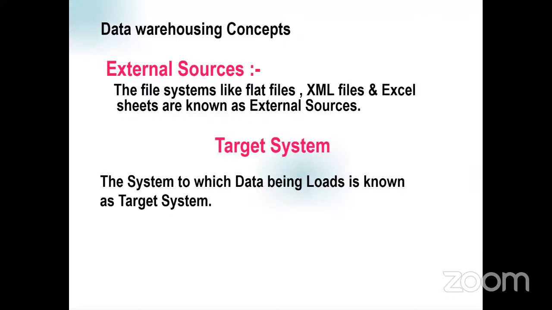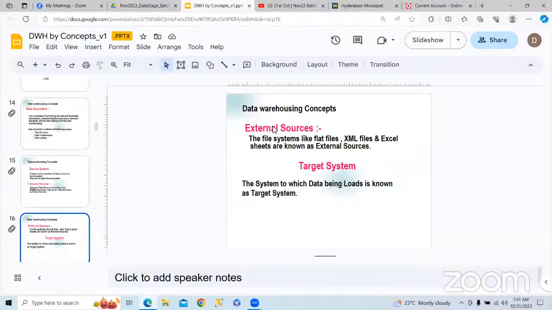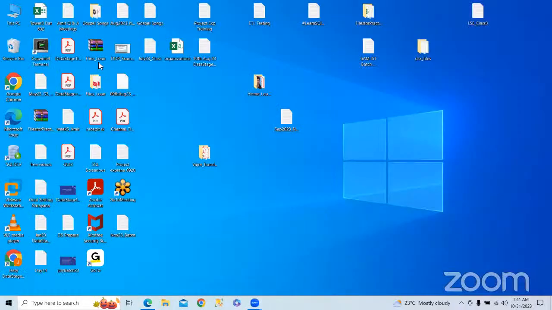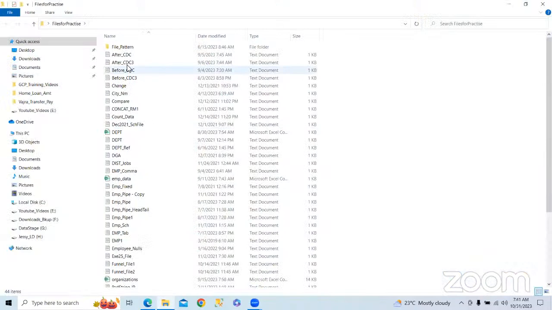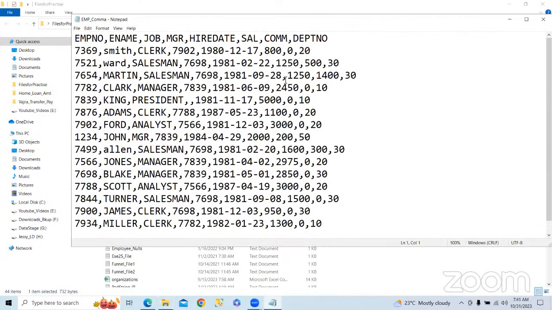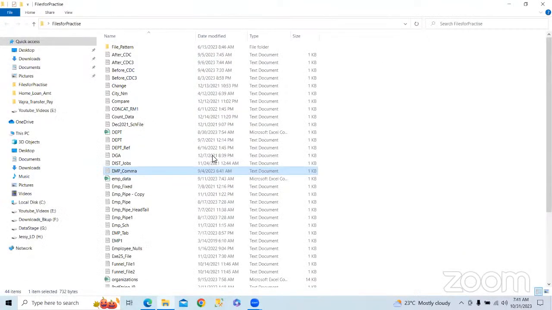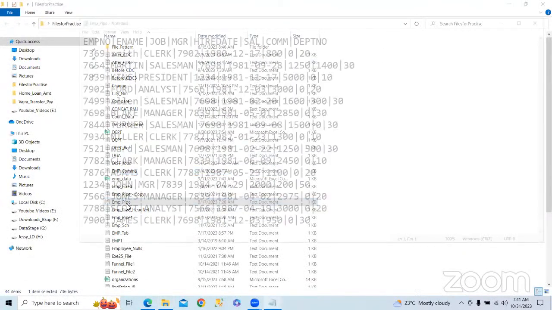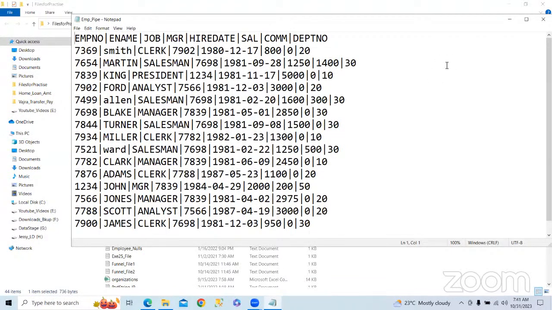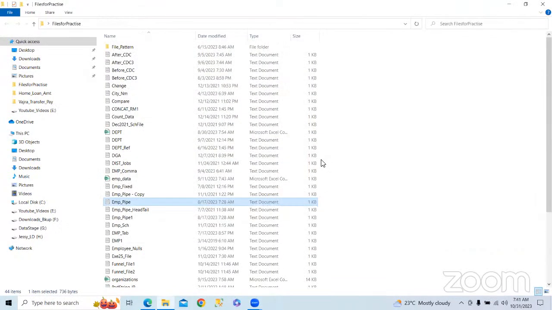So let's see an example of various flat files. Okay, so here I have files for practice. Let's see this file. So what is this file? It's a text file. It's a comma separated file, correct? And let's see another file. It's a pipe delimiter file. So we'll be receiving data in a form of files also.